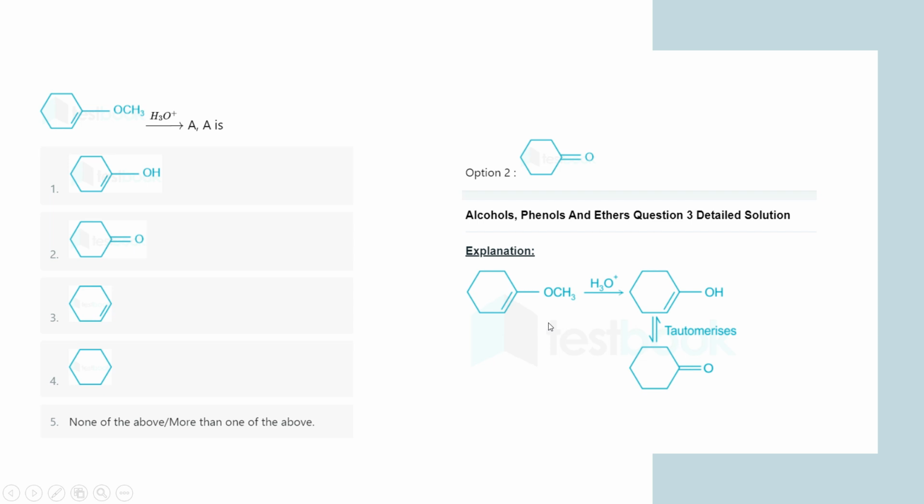This methoxy will undergo hydrolysis to give you enol, and this enol quickly tautomerizes to its more stable form, which is a ketone. Okay, so for this particular question, when you treat this methoxide in presence of acidic condition, you will get this ketone as the major product.